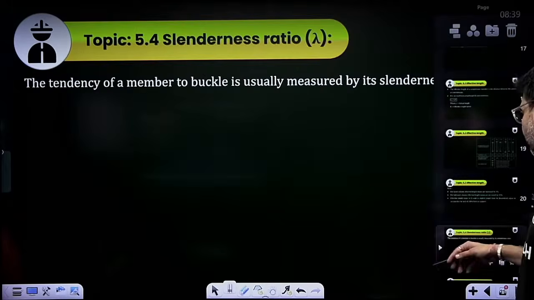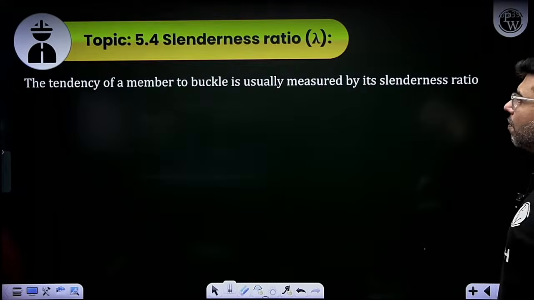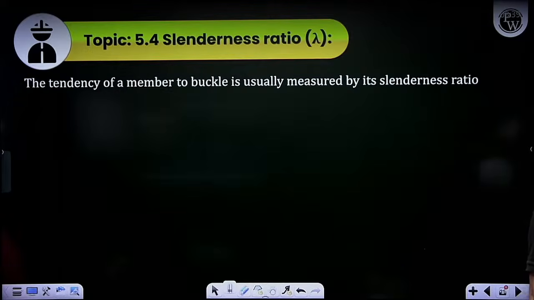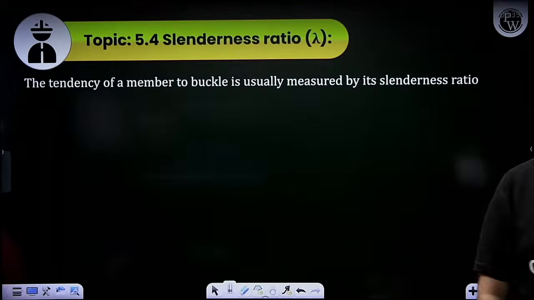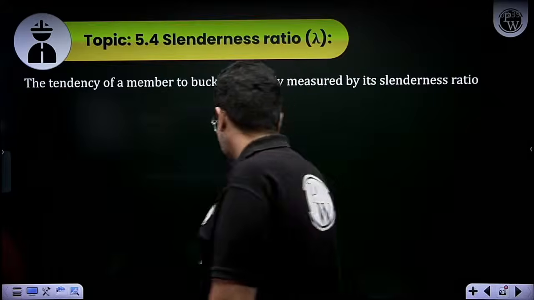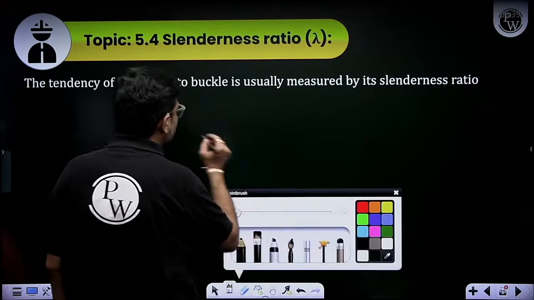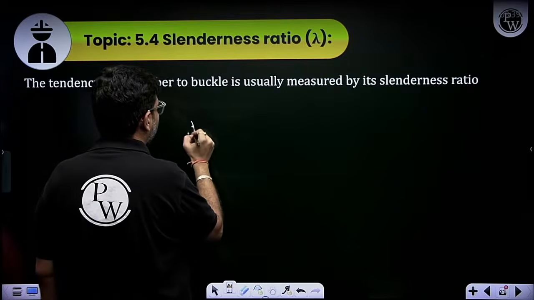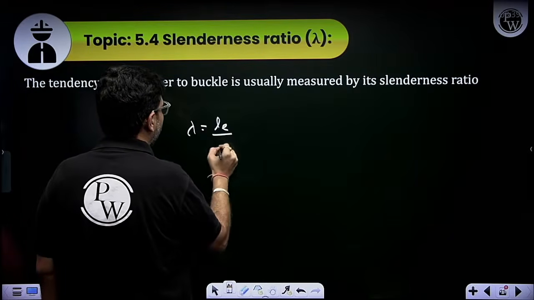These are all things I have written. The tendency of a member to buckle depends upon its slenderness ratio. Now, lambda, the slenderness ratio, is defined as LE by r minimum, where LE is the effective length.